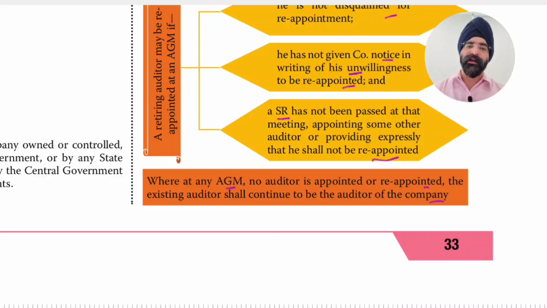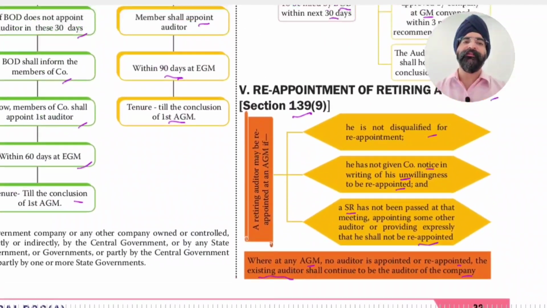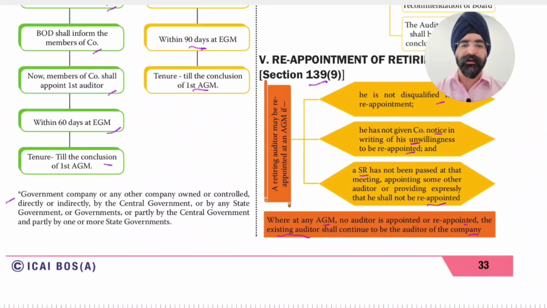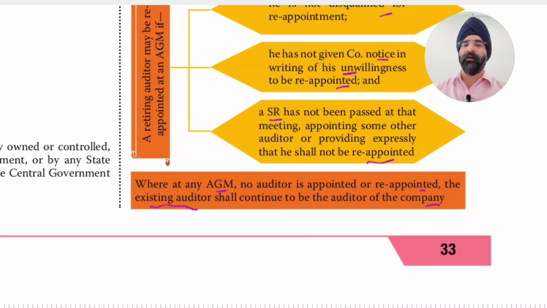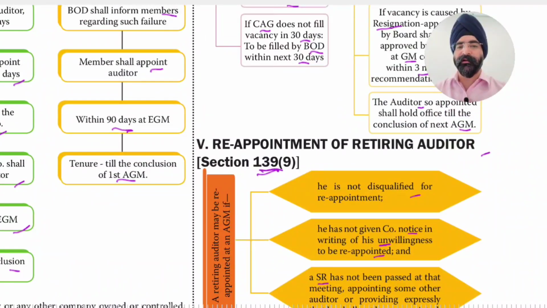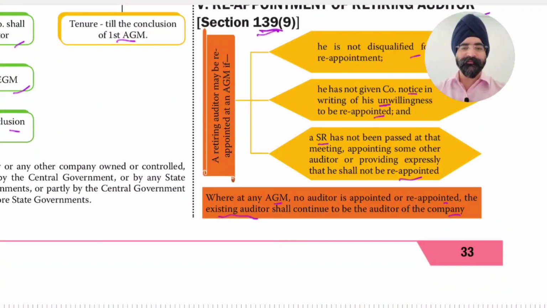So if at the AGM either a new auditor is not appointed or the same auditor is not reappointed, then the existing auditor shall continue to be the auditor of the company. So the existing auditor continues if no resolution is passed relating to the auditor. If the AGM is not held and the tenure of the auditor has expired, it is a similar case: he shall continue to be the auditor under section 139(9).